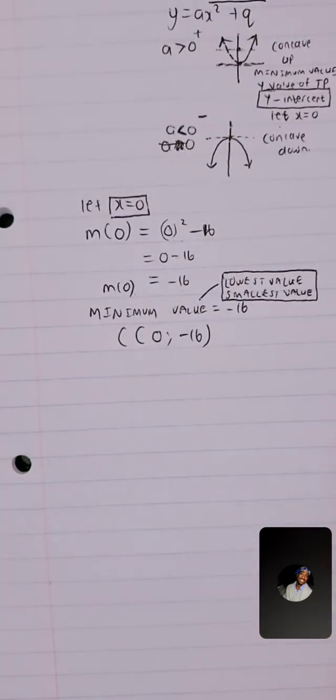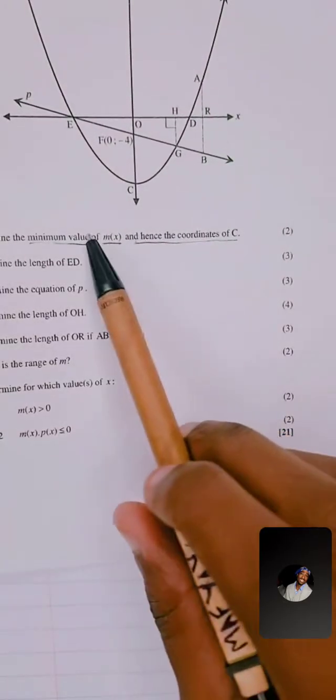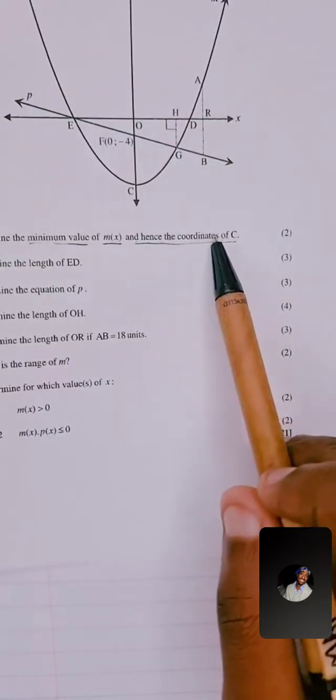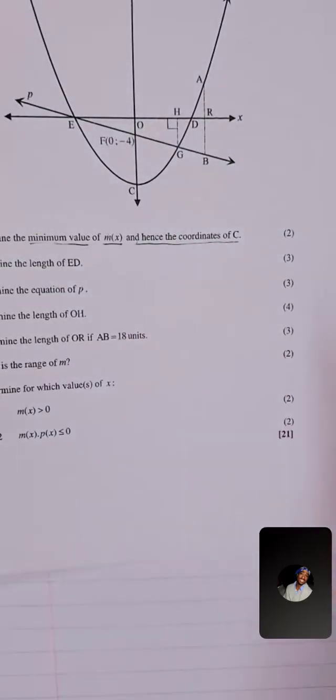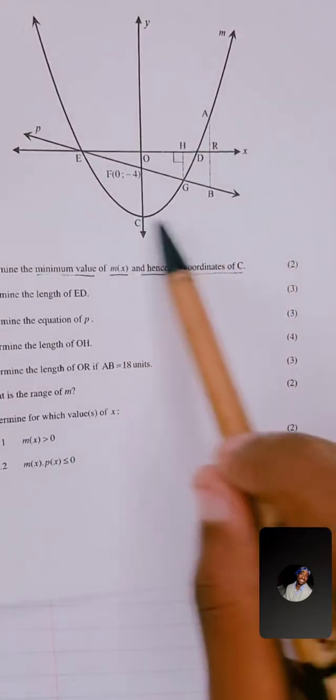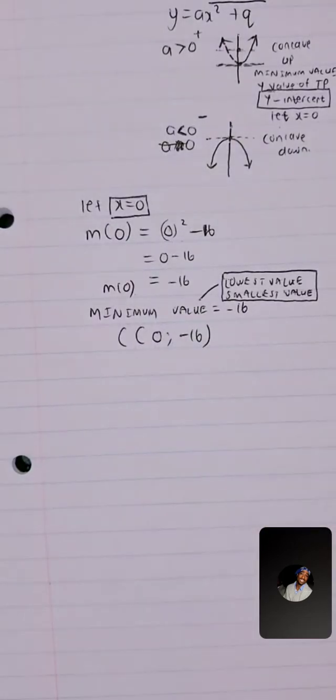Then, secondly, if they say hence, it means use something of what you have done to then answer what are the coordinates of C. And you saw how we went about doing that. We just simply got the x value that we substituted accompanied by the output value that we got of negative 16, which is the minimum. We wrote down the coordinates. No problem.